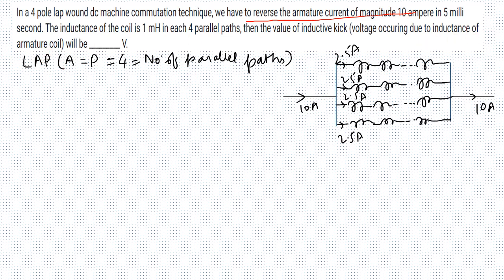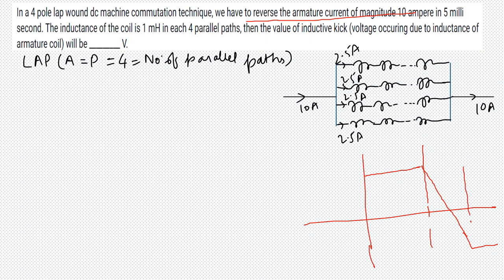current. So what happens in commutation? If you visualize it, the current suddenly reverses. Because we want DC current at the output, the current has to reverse, so 10 amps has to be minus 10 amps, due to the commutation action. Now this is the time which is given to us. This time is 5 millisecond. This is already given to us.